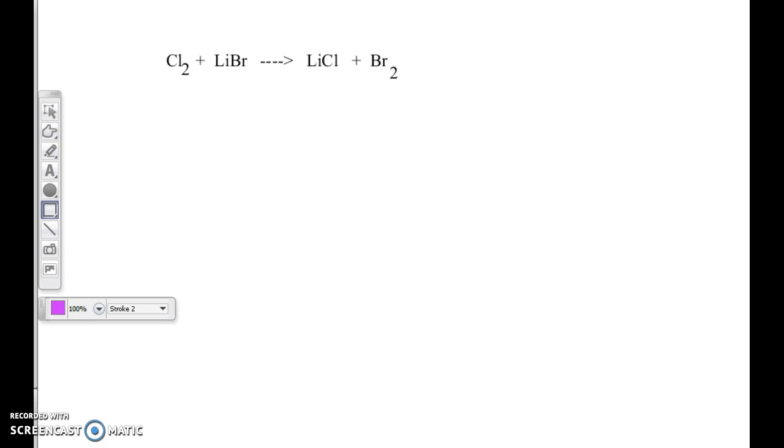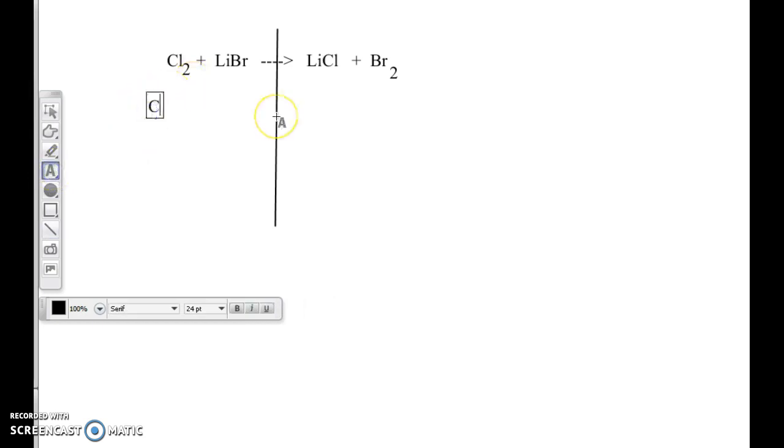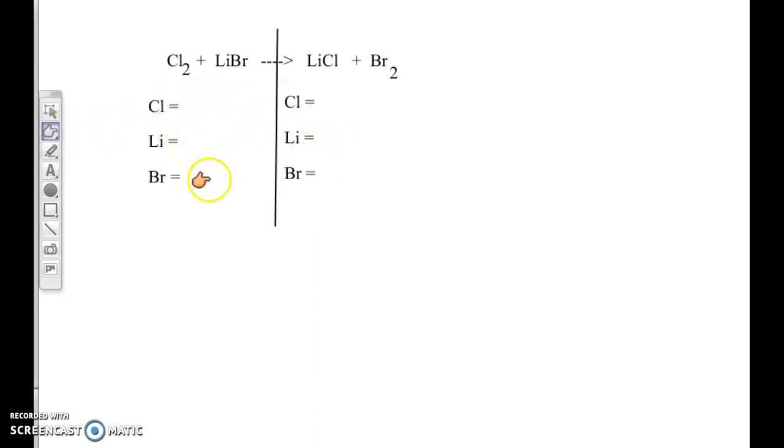So this one, I have Cl2, that's an L, plus LiBr yields LiCl plus Br2. All right, so what am I going to do to start? I'm going to start by making a list of all of my elements on both sides. And I'm going to do that same list in the same order. So if you noticed on the product side, the lithium is written first, but I want to make things easy on myself, so I list them in the same order.